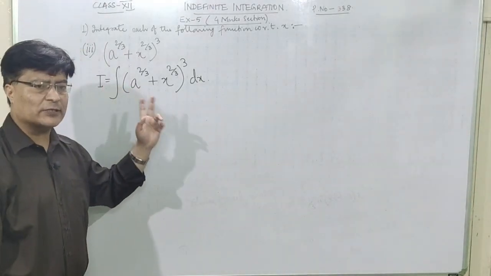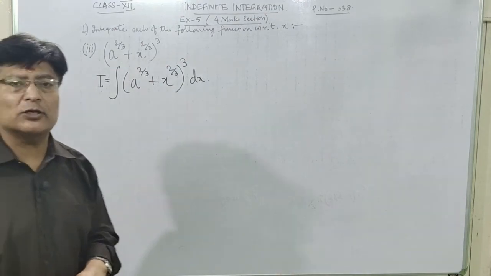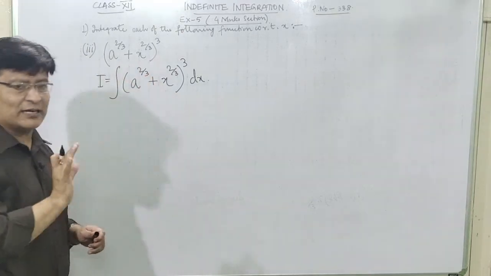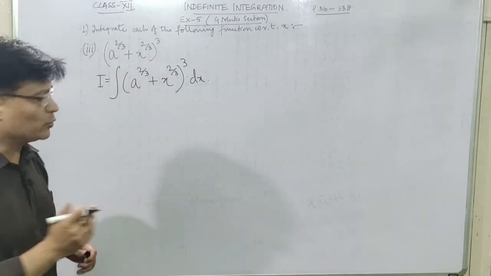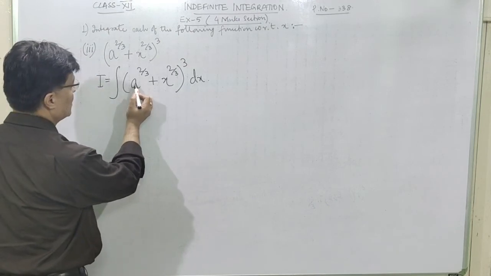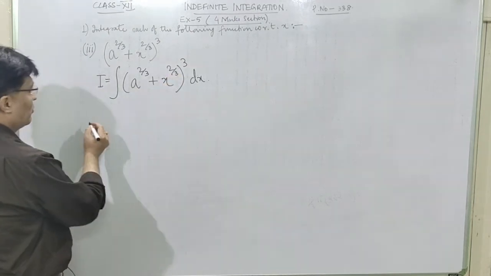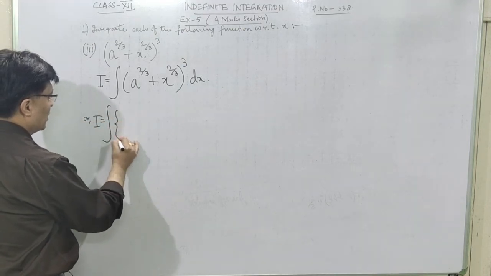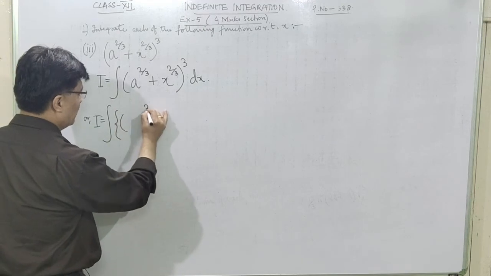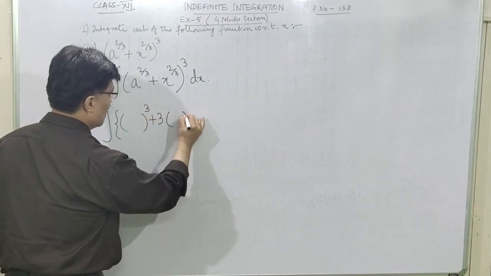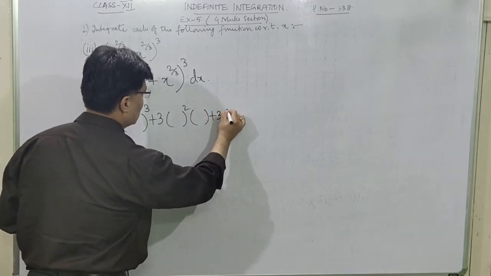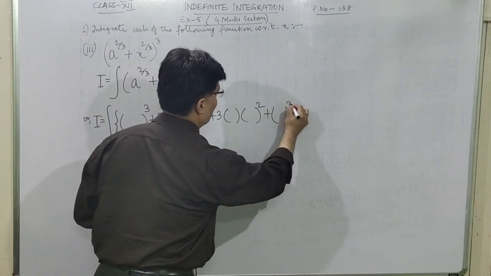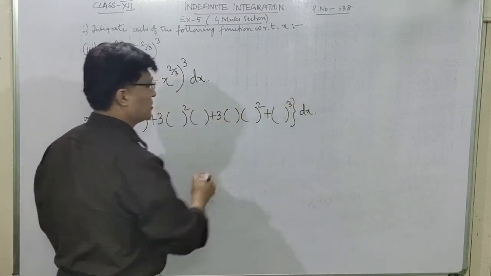So in this case, first of all, you have to expand it with the help of (a plus b) whole cube. You know a plus b whole cube, isn't it? This function cannot be integrated directly, so you have to first simplify this function. This is (a plus b) whole cube. You know the formula, right? So I is equal to integration of, you know the formula, that is a cube plus 3a square b plus 3ab square plus b whole cube, second bracket close, dx.